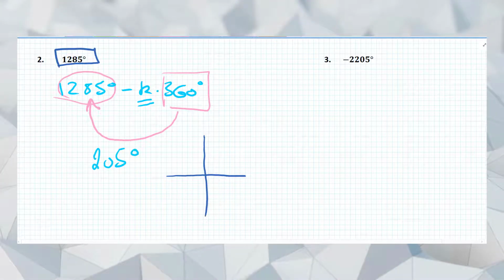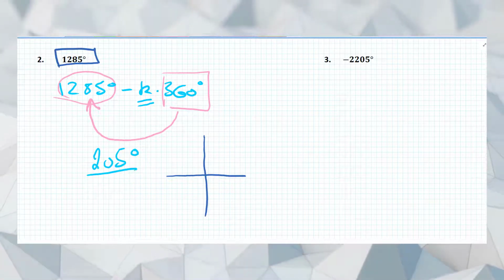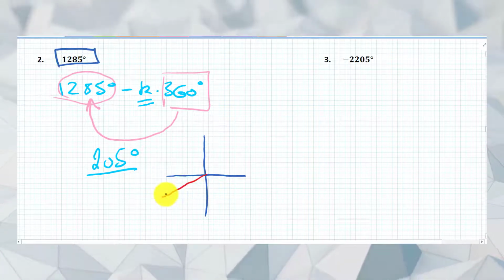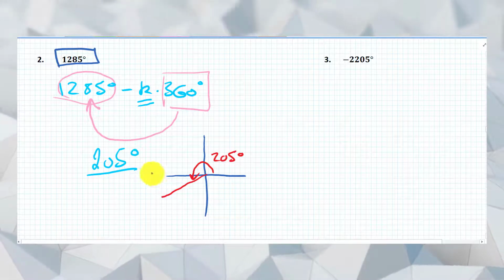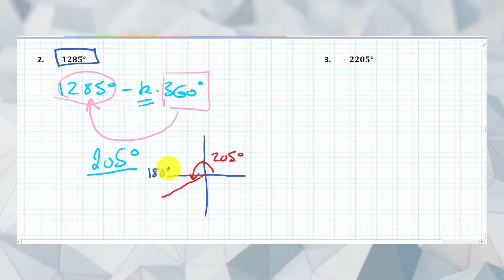But when I look at this angle, I know it is a third quadrant angle. It's going to be somewhere here. Why is it here? Because this angle right here is 180 degrees, okay?